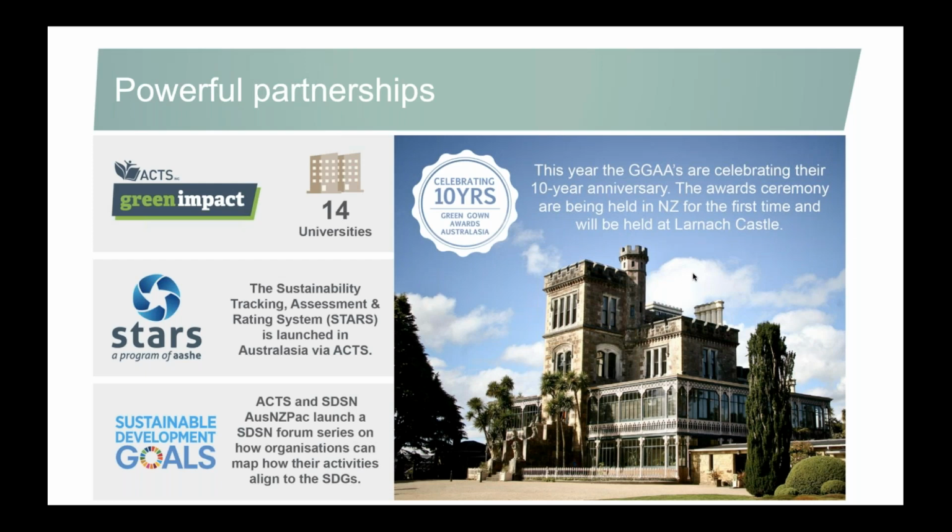So ACS is really good at creating partnerships with other organisations to bring about sustainability change within our sector. Green Impact has very quickly become a flagship program for us. So in our second year of delivery, we now have 14 universities running the program and doing a really fantastic job with it. So we'll talk a little bit more about that as we go through. Some of the other partnerships that we have, which have allowed us to bring some amazing things to Australia and New Zealand, include the Green Gown Awards.